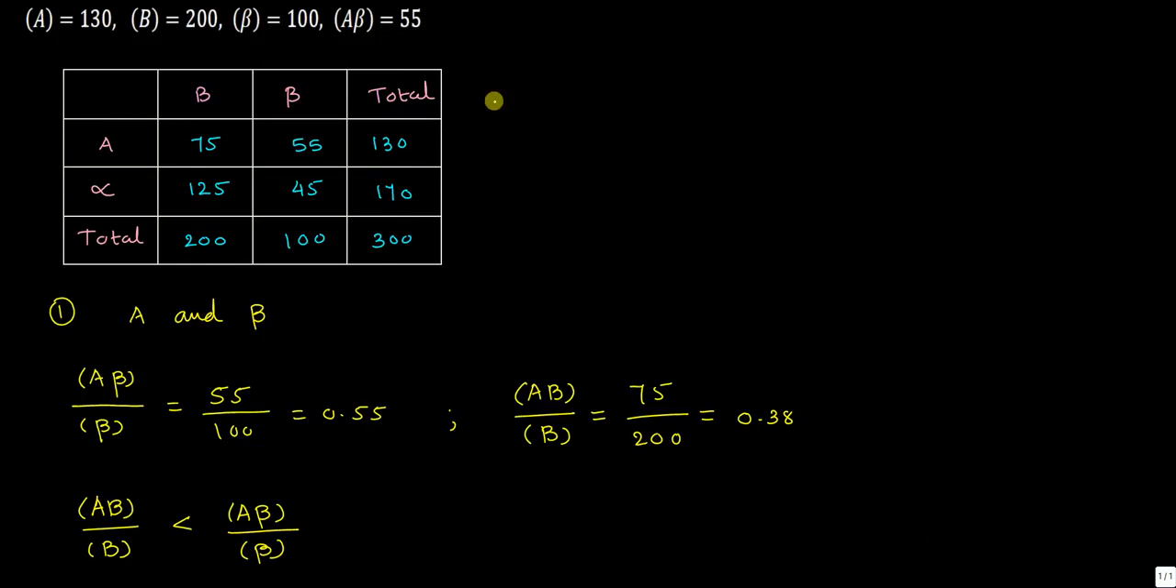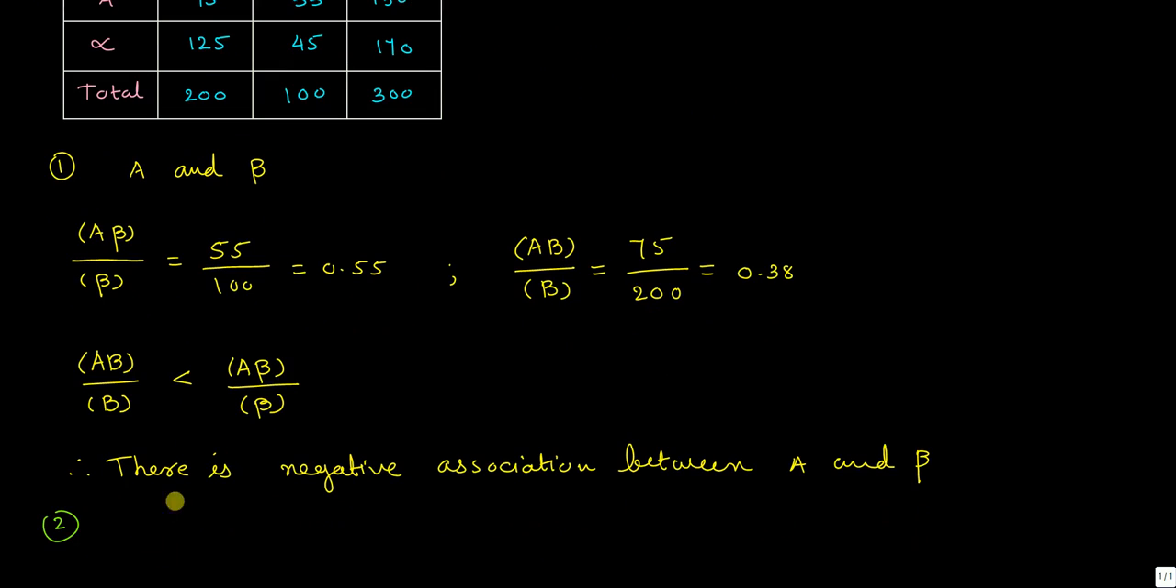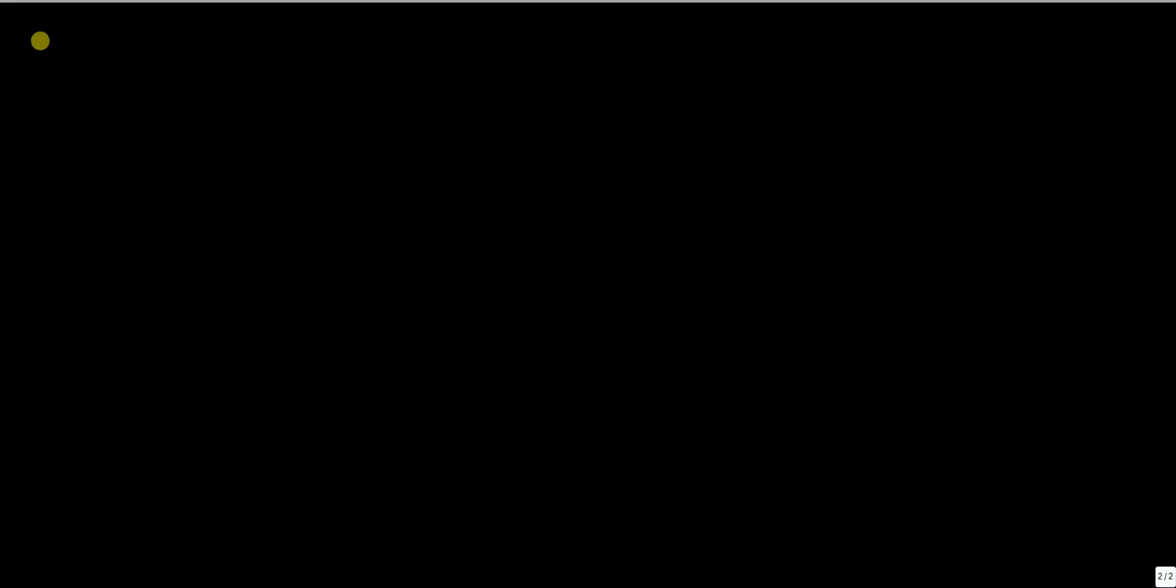Now our question number 2. The second question is asking about alpha and B. So here for alpha and B, we need two values. First, alpha B upon B.